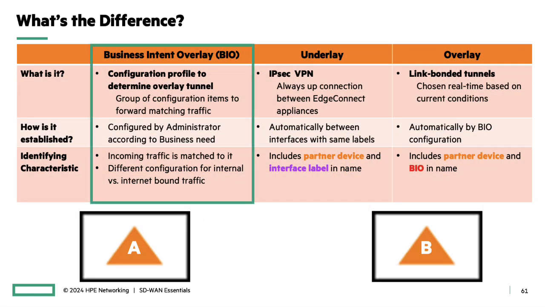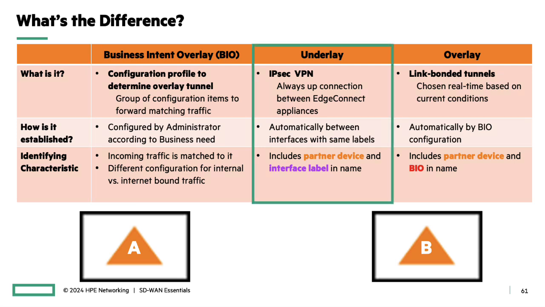A business intent overlay is a configuration profile configured by the SD-WAN administrator according to the business need. It exists so incoming traffic can be matched to one of them, and that combination of settings determines how the edge connect is to forward that particular traffic. The key thing to remember is that it will have settings for how it will deal with both internal versus external bound traffic.